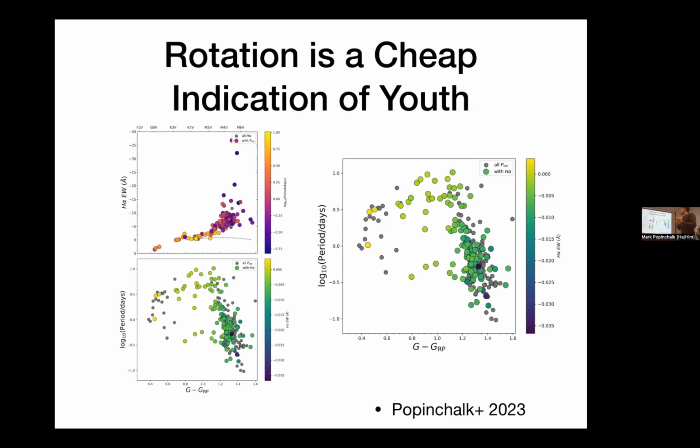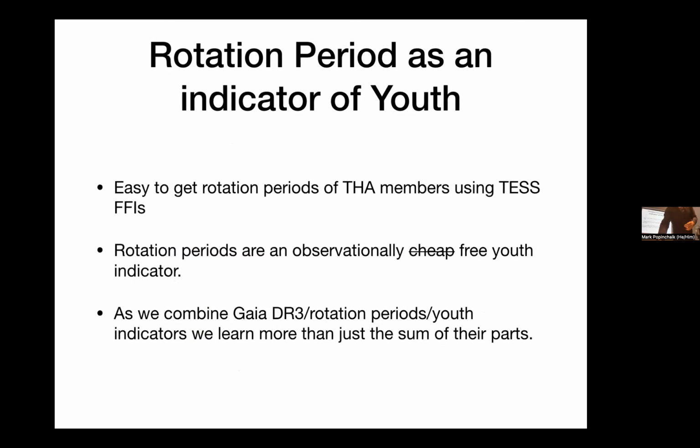And so it's easy just to go to TESS and get a rotation period and ask, is it young? I'm not necessarily going to be able to say it's a certain age, but if it has a sub 10-day rotation period, like Tucana does, then you're going to be able to say that it is young. And so my main point about looking at these young moving groups is that it is easy to get rotation periods for these groups using TESS. It's not just cheap, it's free, because this data is already there. And by combining Gaia kinematics as well as these rotation periods and other indications of youth, we learn more about these groups than just the sum of their parts.